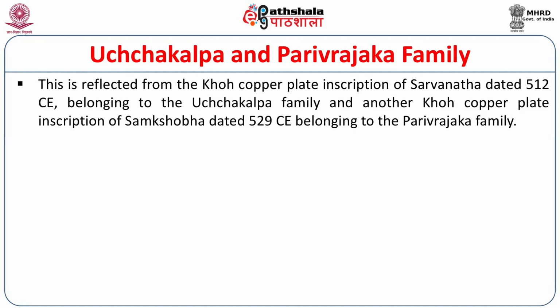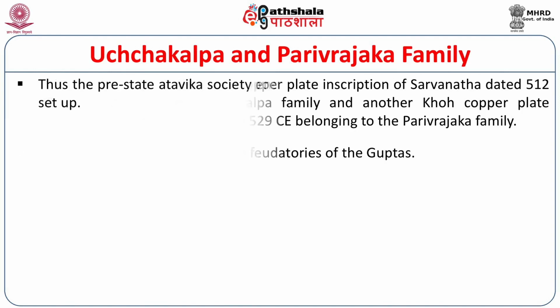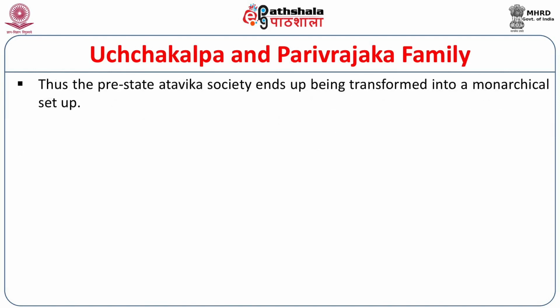So this is reflected from the copper plate inscription of Sarvanatha dated 512 CE belonging to the Uchakalpa family, and another copper plate inscription of Shangshobha dated to 529 CE belonging to the Parivrajaka family. Both of these ruling houses were feudatories of the Guptas and gradually rising into power. Thus, the pre-state Otobico society ends up being transformed into a monarchical setup.